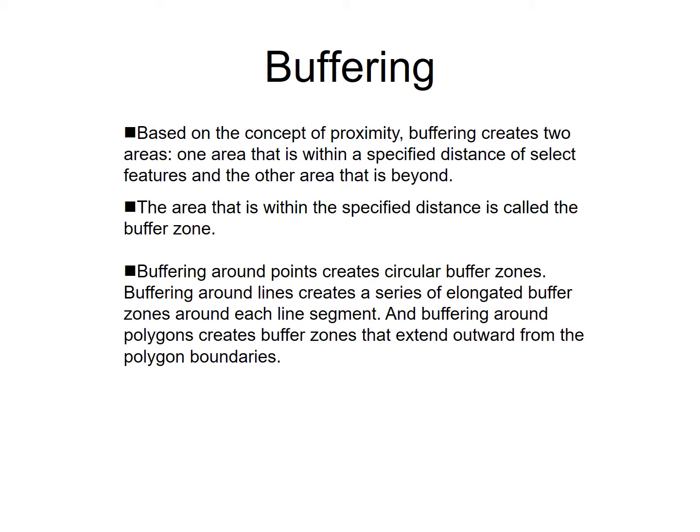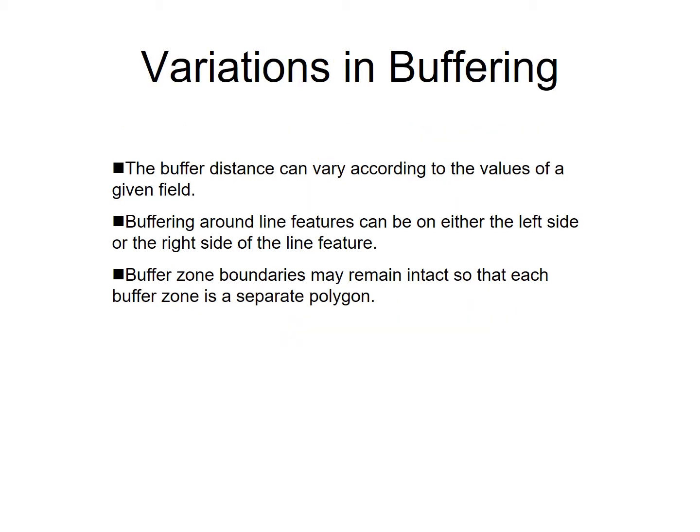Buffering is based on the concept of proximity. Buffering creates 2 areas, one within a specified distance and one outside that. The area within is called the buffer zone. Buffering around points creates circles. Around lines it creates elongated segments. There are different variations. You can buffer distances according to the values of a given field. You can buffer around features, or you can create a distance thing to indicate where buffers are.